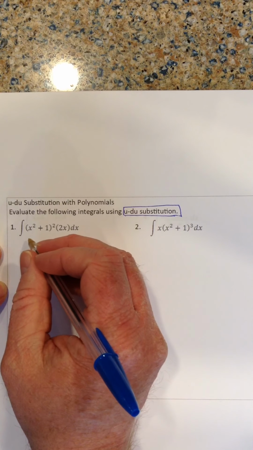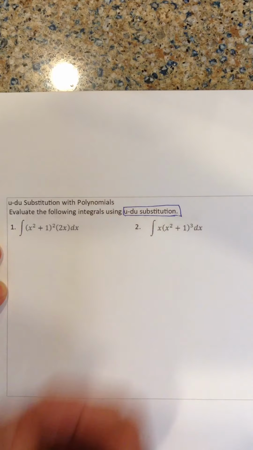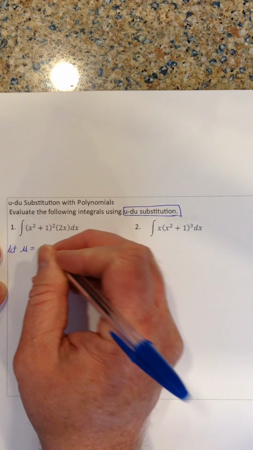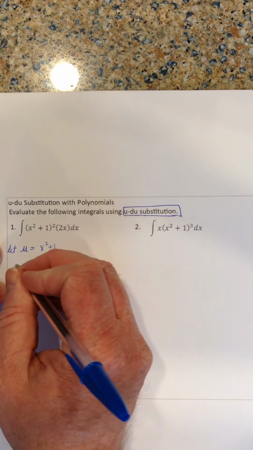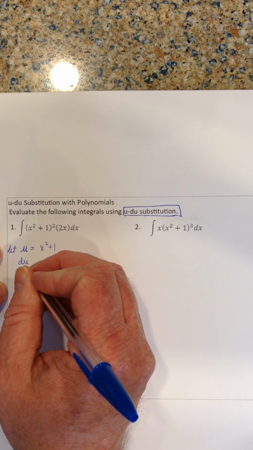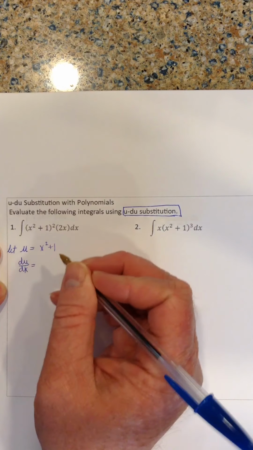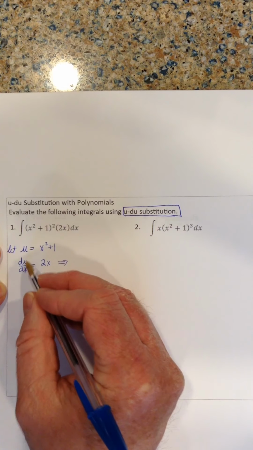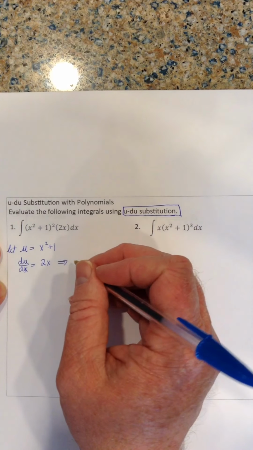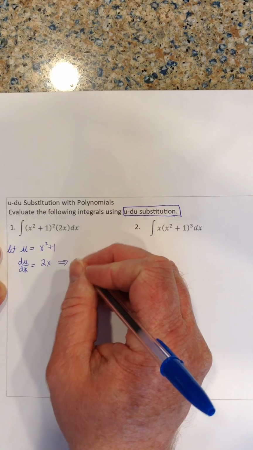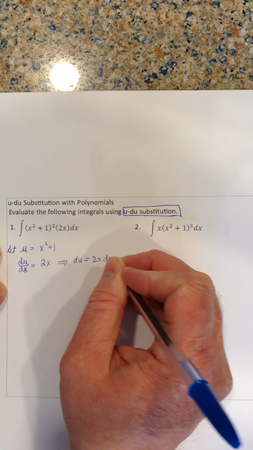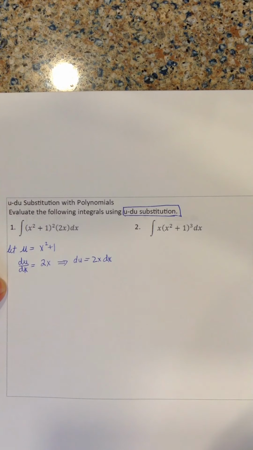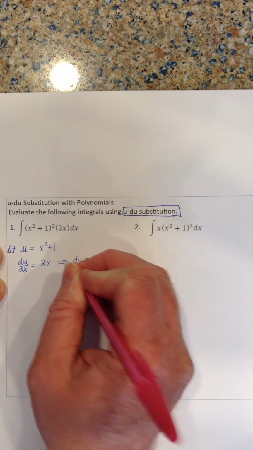So what I want to do is pick something that'll make this look like a polynomial so I can use the power rule. So I'm going to let u equal x squared plus 1. And I'm going to take the derivative of that. So I could say du dx is 2x, which means if I view this quotient as a fraction, I could say du equals 2x dx. Okay? And that's normally what's written every time we see a problem like this. We usually write it like that.